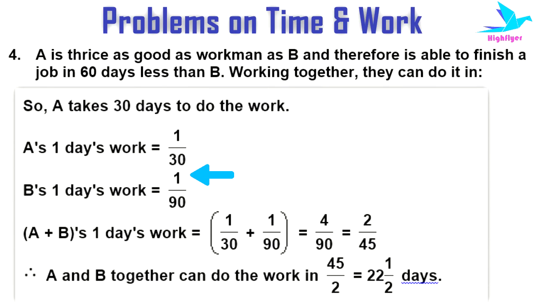Now A's 1 day work equals 1/30 and B's 1 day work equals 1/90, and A and B's combined 1 day work equals 1/30 plus 1/90, that is equal to 4/90 equals 4/45. So A and B together can do the work in 45/2, that is equal to 22 1/2 days.